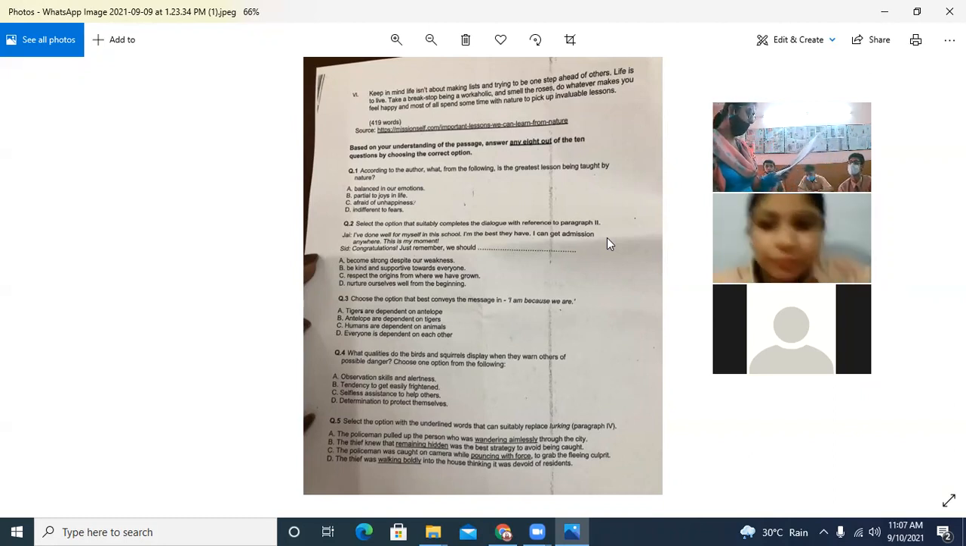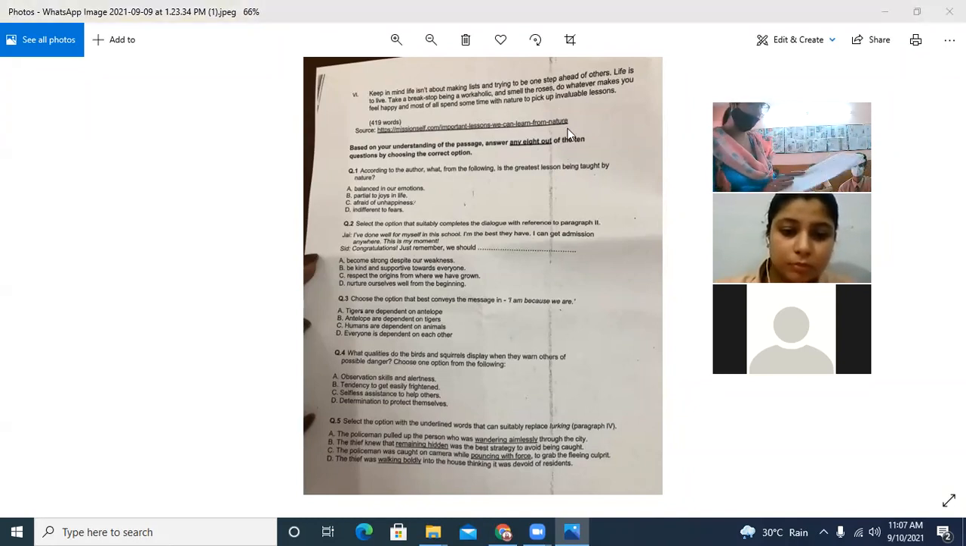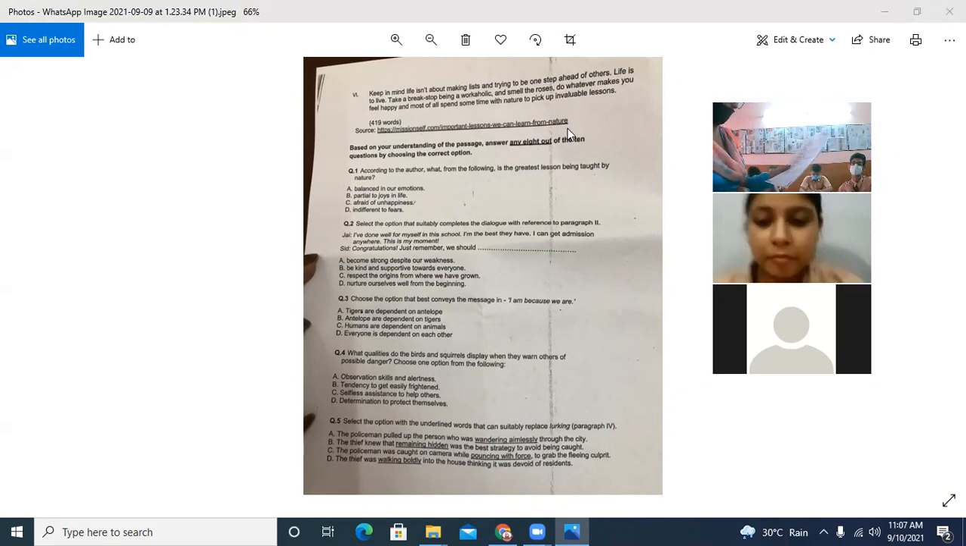Ma'am, B option. B, B. A is altogether wrong. B. Remaining hidden, no. It is pouncing with force. See the next part, to grab the fleeing culprit. It means he must be lurking, hiding somewhere to catch hold of the culprit. C option is the right one. Hiding, right? So, ma'am, second option. The thief knew that remaining hidden was the best strategy to avoid being caught. No. It is contradicting. Remaining hidden has the same meaning, but where is it applicable? It is in option C only. Okay, ma'am.